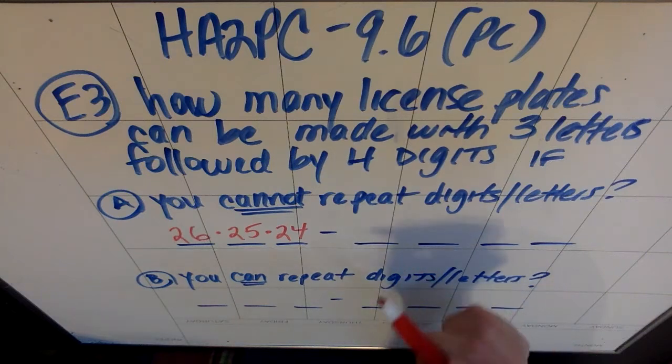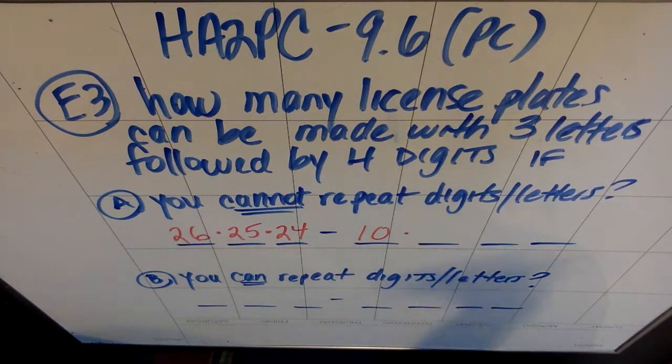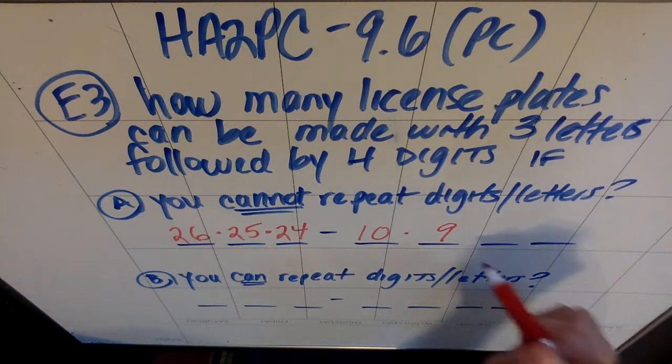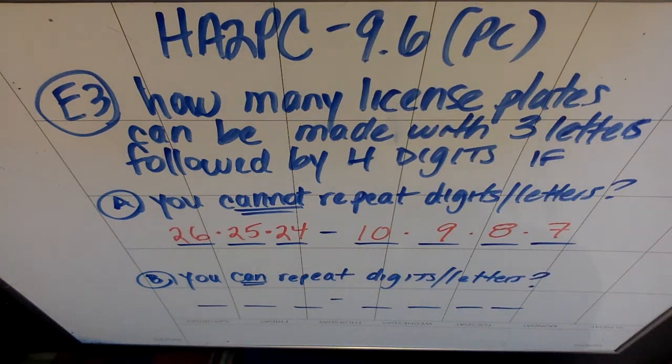Similarly, when I get to the digits, there are 10 digits from 0 to 9, right? So there's 10 digits, but since I already used one of them, I now only have 9 options for the next spot, and then only 8 options for the next spot, and then only 7 options for the next spot. So to figure out the total number of options, I would multiply these numbers.